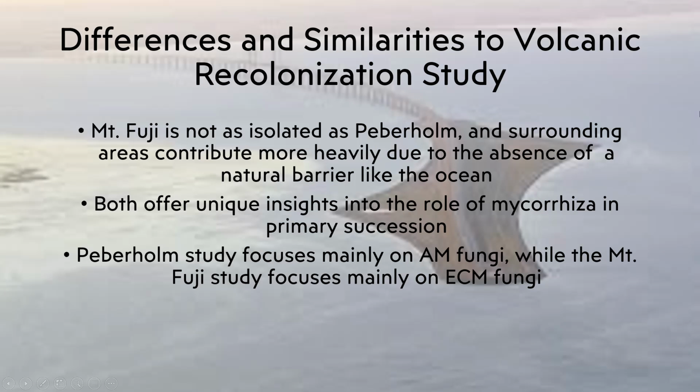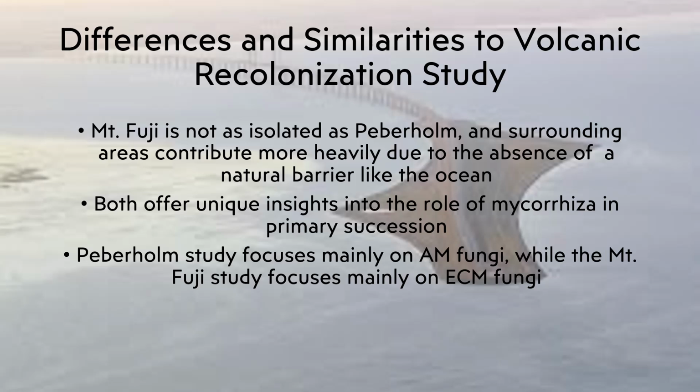So the differences and similarities to the first study that was covered: Mount Fuji is not quite as isolated as Peberholm due to it being on the mainland of Japan. So there were areas where the volcanic area was right up against the surrounding areas which still had life, whereas in Peberholm, it was just the ocean. So things would have to cross that 1 kilometer gap in order to colonize Peberholm.